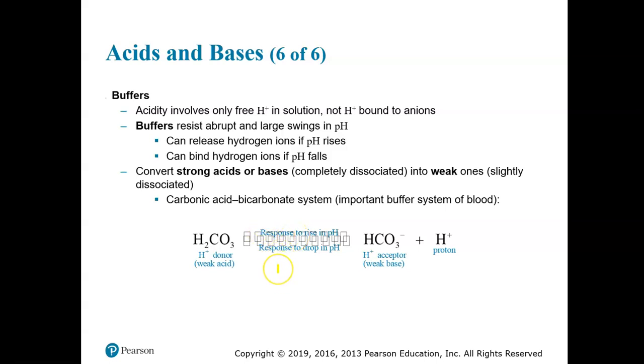this is a buffer system, a carbonic acid buffer system. A buffer is a system of chemicals that resist changes in pH, and our body has a lot of buffer systems. The carbonic acid buffer system will donate hydrogen ions if our blood pH is high. It'll make it lower, and it will remove hydrogen ions if our blood pH is too low, and that'll make the pH higher.